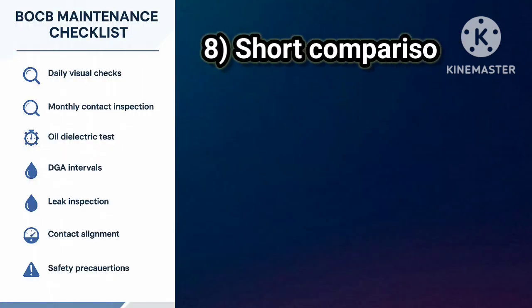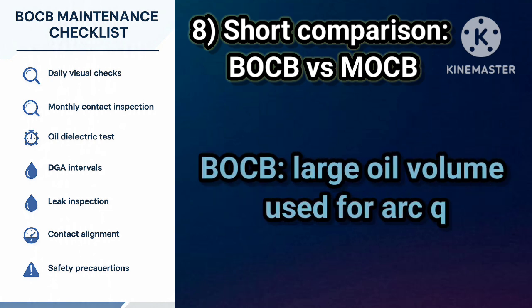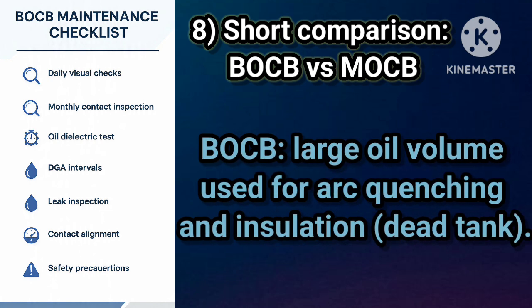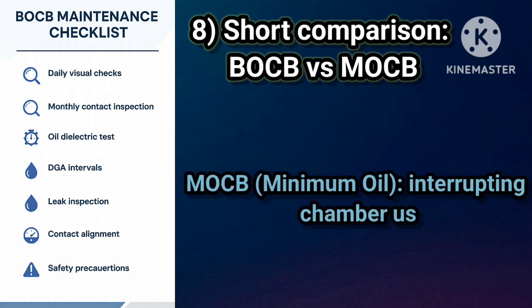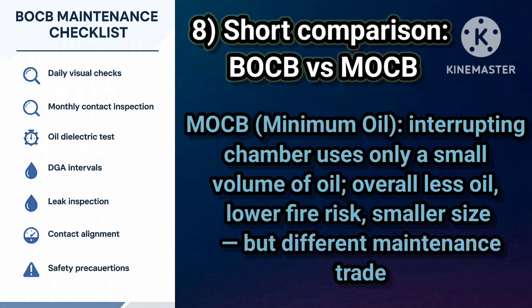8. Short comparison, BOCB versus MOCB. BOCB: large oil volume used for arc quenching and insulation, dead tank. MOCB: minimum oil interrupting chamber, uses only a small volume of oil, overall less oil, lower fire risk, smaller size, but different maintenance trade-offs.